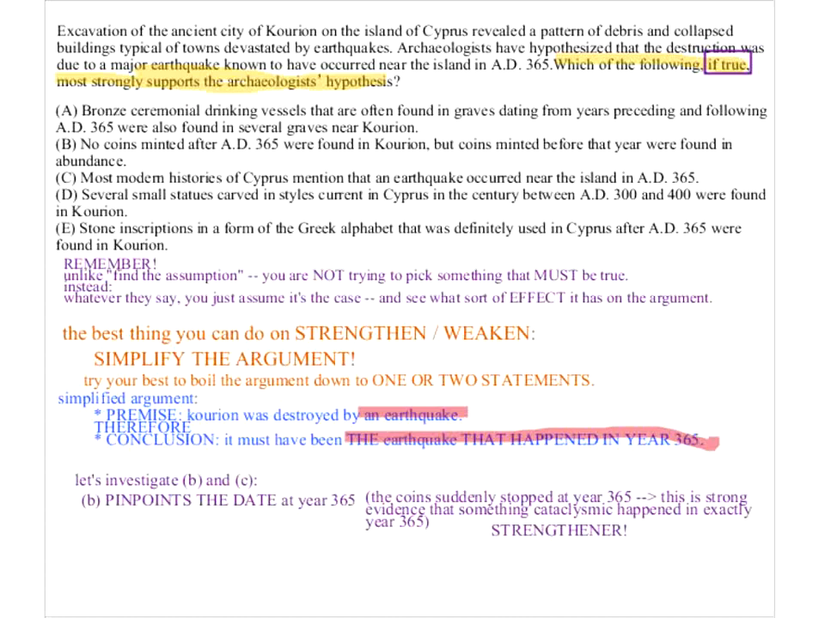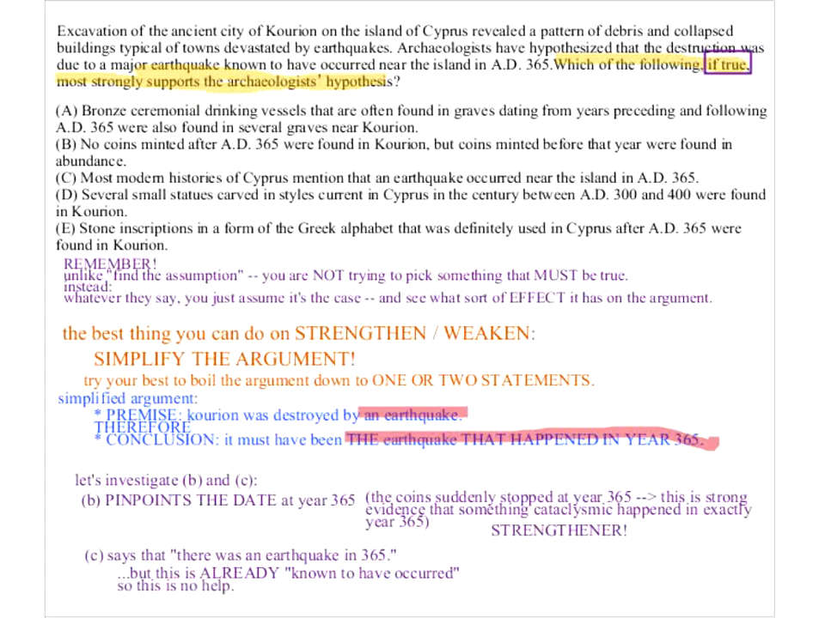If you look at what C does, C just says that's evidence. So it basically just says that there was an earthquake in 365. The problem is that doesn't really help, because, in fact, this doesn't strengthen the argument at all, because it's known to have occurred. So this is already known to have occurred. So this is no help.